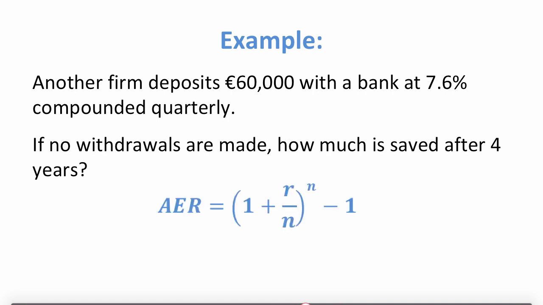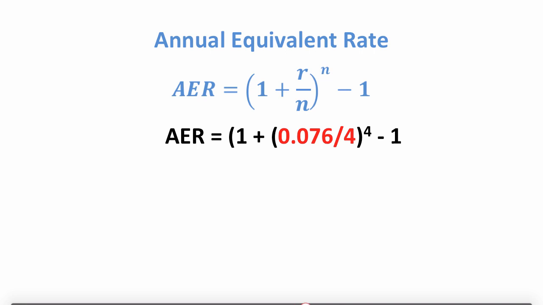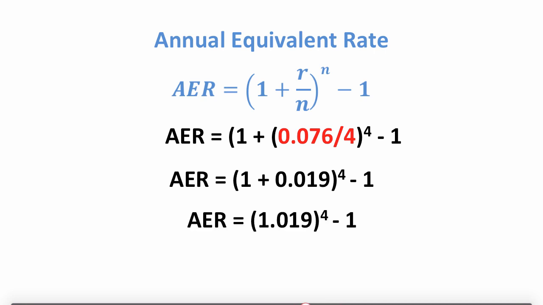The formula is also given in the exam if asked, and we just plug in your values, or 7.6%, make sure it's a decimal, 0.076. n here is your quarterly. Always use your quarterly, wherever it says compounded quarterly, compounded semi-annually, or daily, whatever it might be, always put that value into your formula here. So again, just plugging everything in, 0.076 divided by your 4 will give us your 0.019.